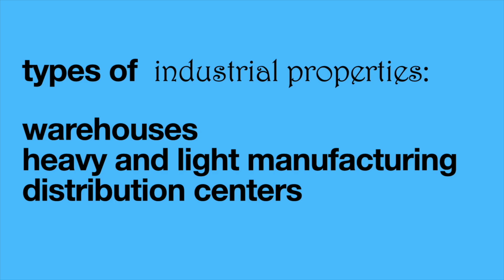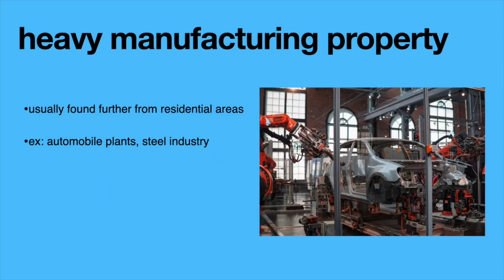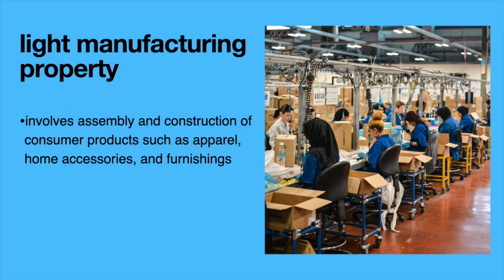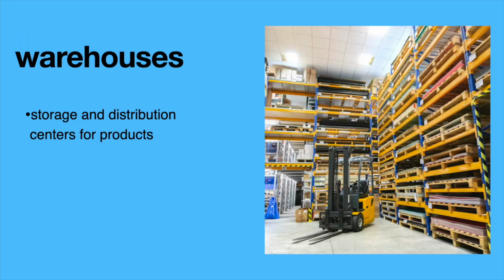Types of industrial properties include warehouses, heavy and light manufacturing, and distribution centers. Heavy manufacturing property is usually found further from residential areas. Examples include automobile plants and the steel industry. Light manufacturing property involves assembly and construction of consumer products such as apparel, home accessories, furniture. Warehouses are storage and distribution centers for products.